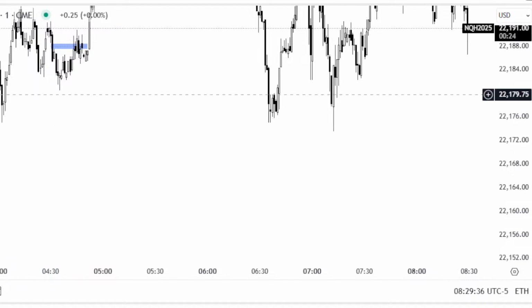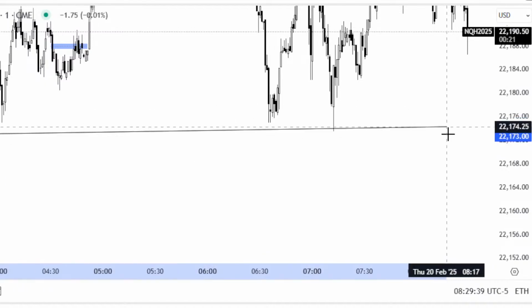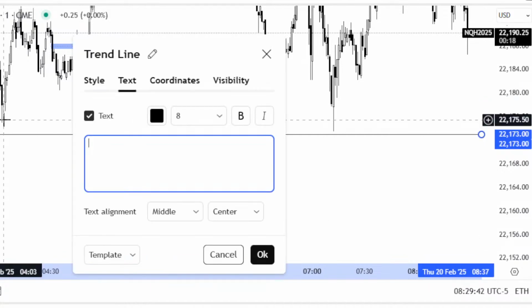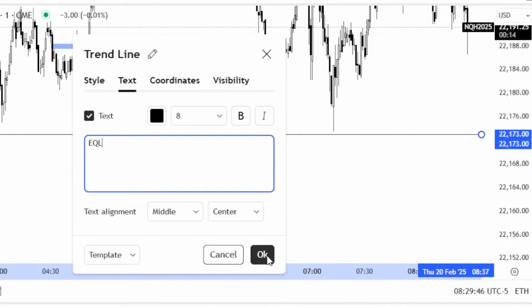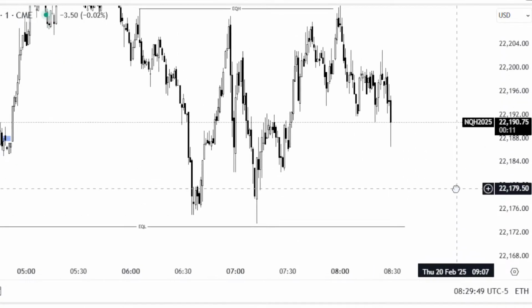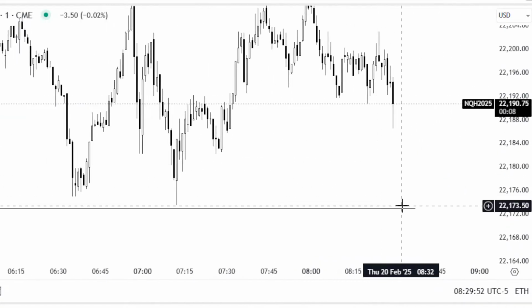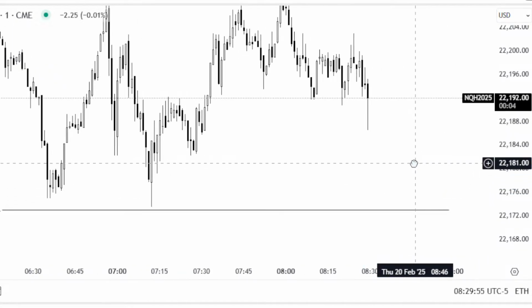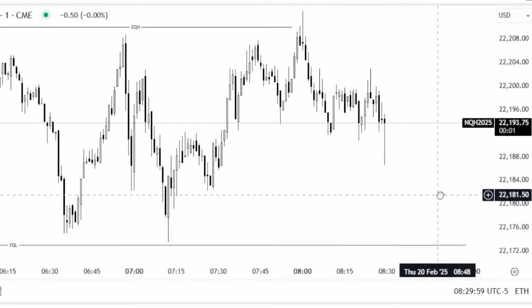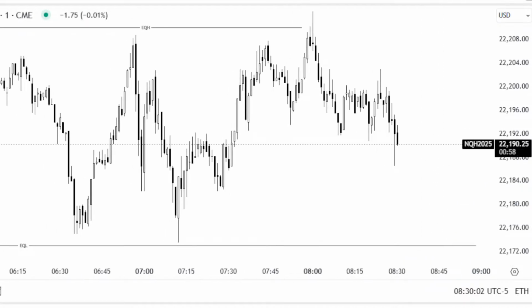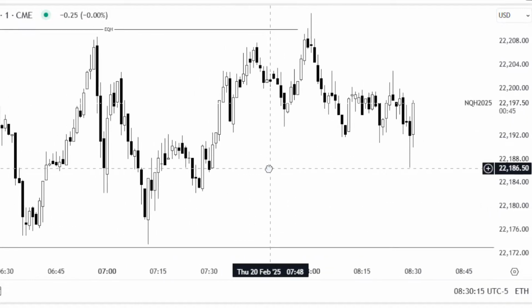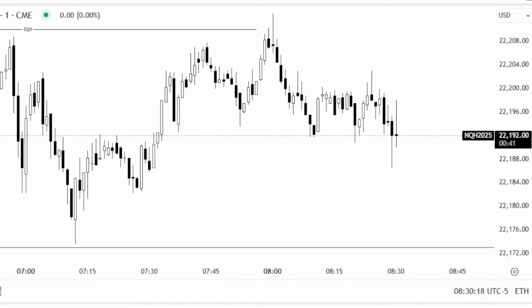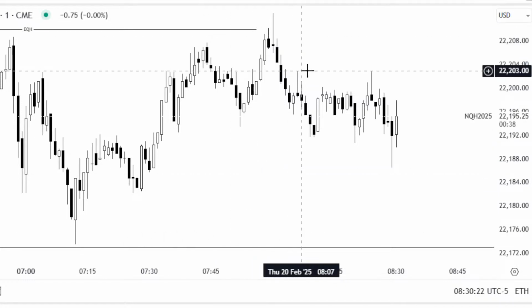Okay, there's some nice equal lows here, guys, just before the news comes out. EQLs. So that's definitely a target for shorts. We might just smash through it straight away. Okay, let's see. Lots of reason to go lower. There's some nice equal highs here.